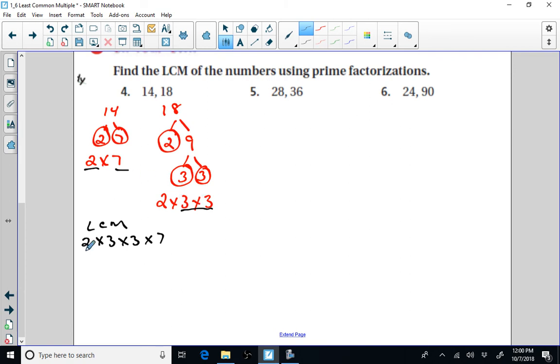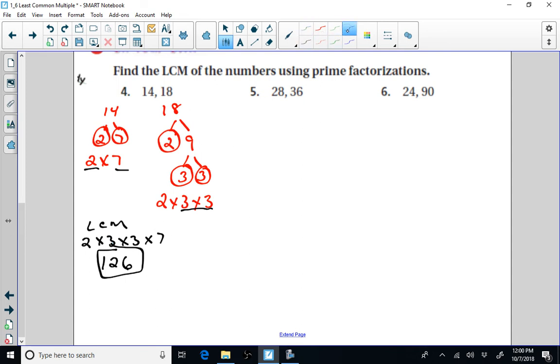I multiply. 2 times 3 is 6. 6 times 3 is 18. 18 times 7, that's going to be 70 and 56, which would be 126, would be the least common multiple of 14 and 18. And that would be a tough one. If we had to list the multiples of 14, list the multiples of 18, and go all the way out to 126, that would be tough to do. But by using the factor tree and finding the prime factorization for each of those numbers, we can find the least common multiple. Okay, let's try the next one.